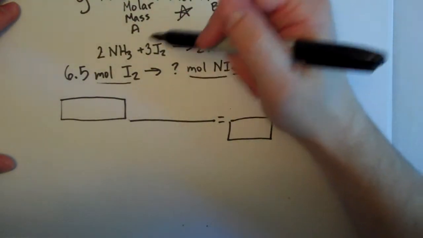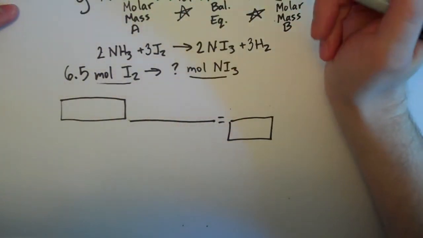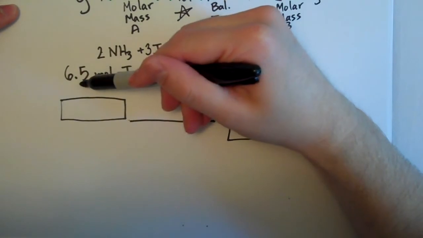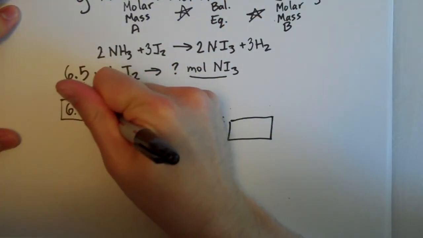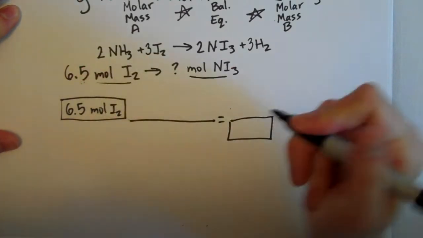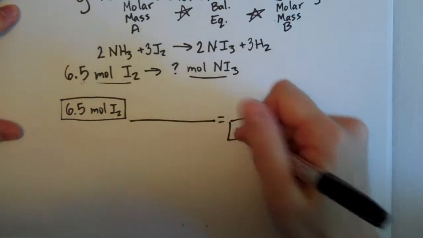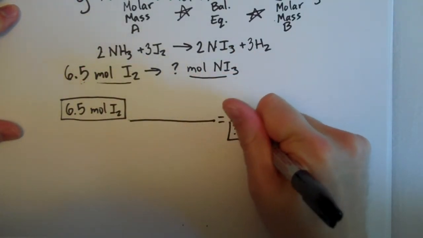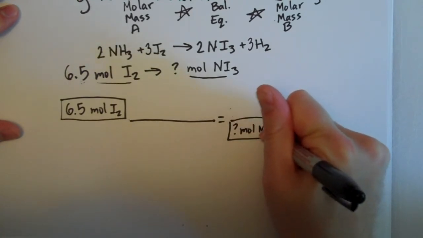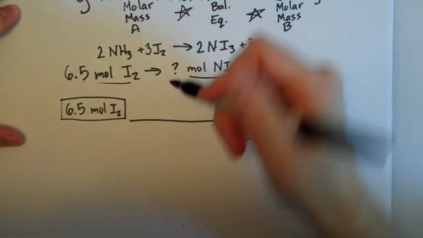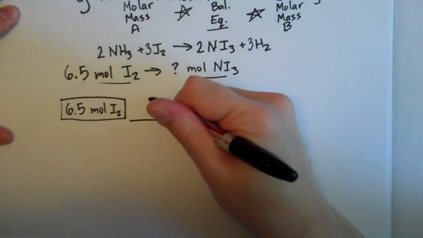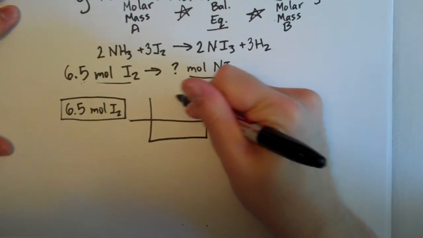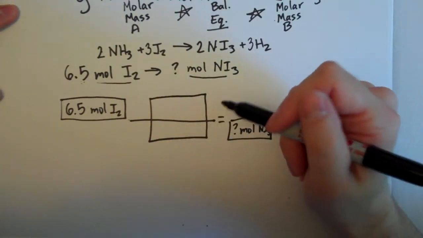Okay, now we have, let's see, what number are we given in this problem? Well, we're given this one right here, 6.5 moles of I2. Let's go ahead and write that in the top left-hand corner. Okay, on the bottom right, we're going to put question mark moles of NI3. Now in this case, we know that this problem only involves one domino. It involves a balanced equation domino. So I'm just going to put one domino in the center.